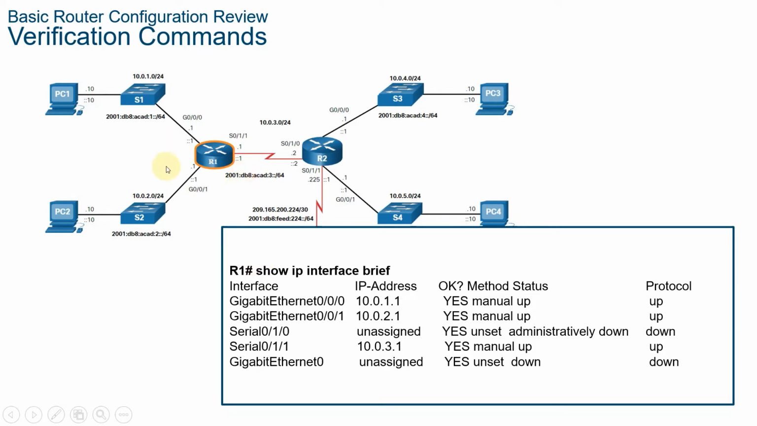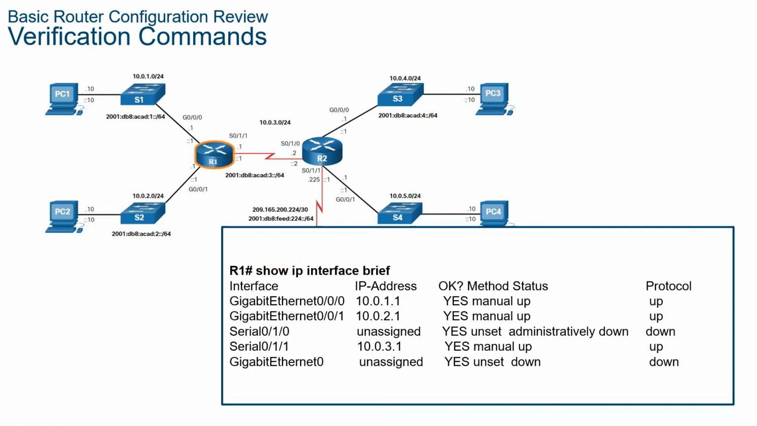Using our topology presented earlier, our reference is on R1. Now, show ip interface brief gives us the interface name, the IP address assigned to it, the status, and the protocol status, if it is up or down. This one is very useful in troubleshooting.